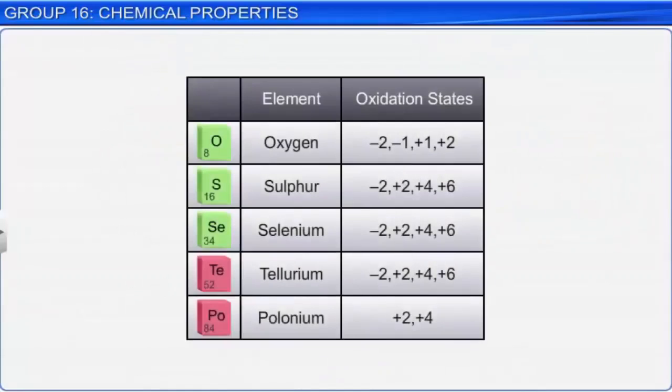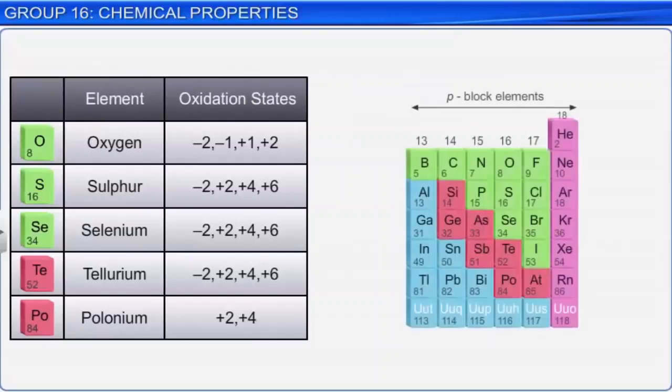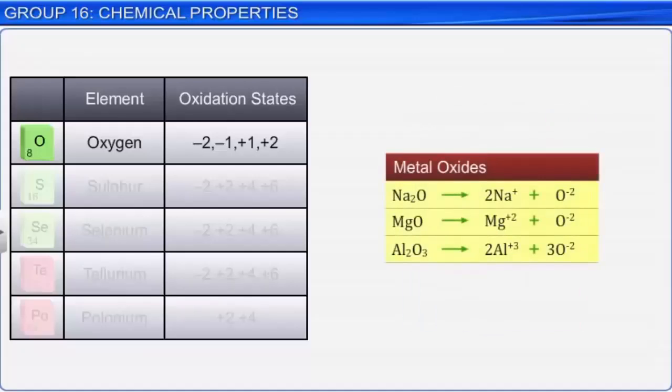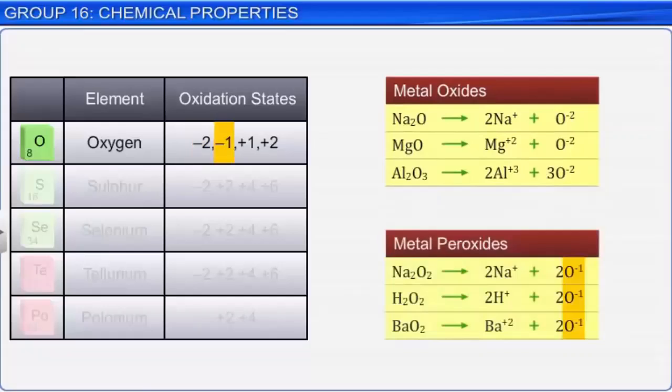The table here gives details of the different oxidation states shown by these elements. The electronegativity of oxygen is very high, second only to fluorine. Therefore, it exhibits a negative oxidation state of -2 in all its metal oxides. Thus, most metal oxides are ionic and contain oxide ions. In addition to -2 oxidation state, oxygen shows -1 oxidation state in peroxides.